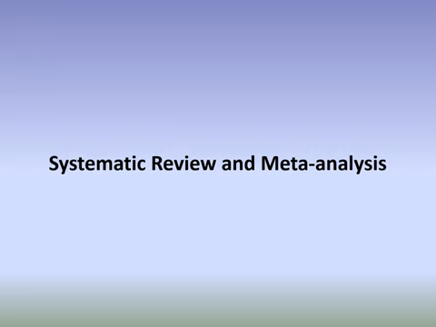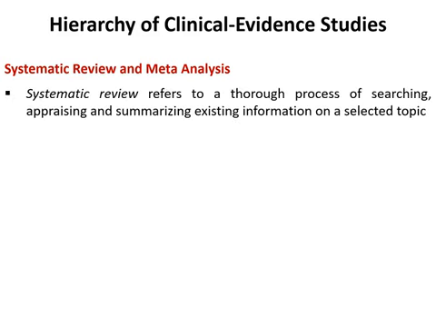Systematic review and meta-analysis. As you saw, the pyramid of evidence is topped with systematic review and meta-analysis. Systematic review is either alone or systematic review with meta-analysis. In the systematic review, you are doing a thorough process of searching for a certain subject. And then, after getting all the studies about that subject, you are filtering them to get the best ones and then describing all these results into one finding.